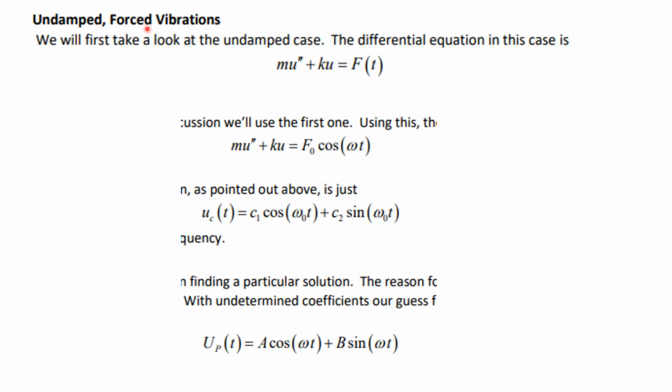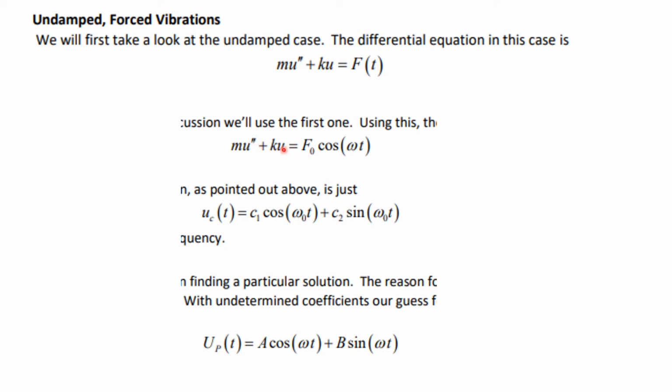Well, we have not yet looked at the case where we have a forcing function on the right-hand side. So we're going to look at that in two steps. The first step is undamped forced vibration. So we do not have a gamma u prime term here, but this is what we're going to look at anyway. This f of t really could be anything, but for the sake of argument, suppose it is f0 times cosine omega t.